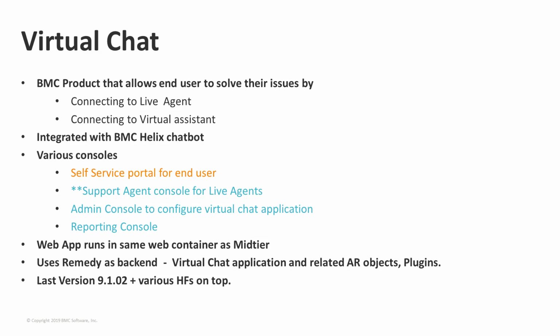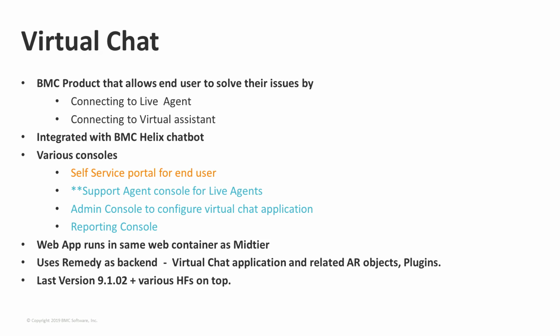Apart from that, this product has two other consoles. One is an admin console. This is a console that the product administrator, the BMC Virtual Chat product administrator, uses to configure various things from that product perspective. And last but not least, the reporting console. It allows you to visualize how many chats are being handled, so basically reporting capabilities.